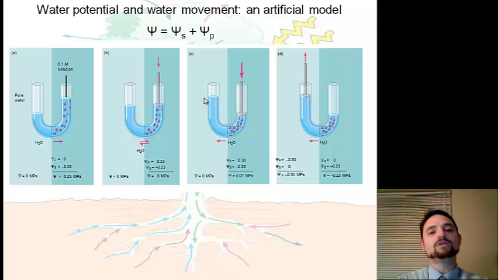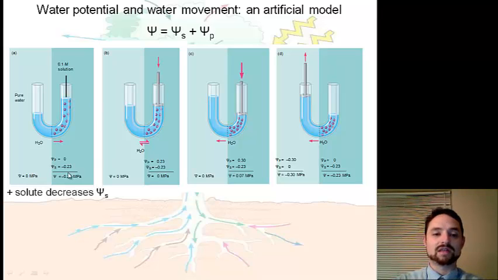You'll see some examples of that as we go through this lecture and even some activities that we're going to do in class. So if you've got an artificial model set up in a lab where the water potential on one side is 0, you add solute, so an increase of solute decreases the solute potential. That makes a negative water potential overall, and you can see that in the equation right here. This allows water then to move from the area of pure water to the area of the solute solution.